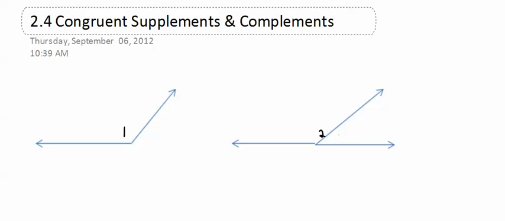If we said that the supplement of the angle was 30 degrees, since it was also a supplement over here, and it was the same angle, that would be 30 degrees, that would have to make the original angle 1 150 degrees, and the original angle 2 150 degrees. Well, since they are both 150 degrees, they are both congruent. So, if angles are supplementary to the same angle, then they are congruent, and that introduces the first theorem.